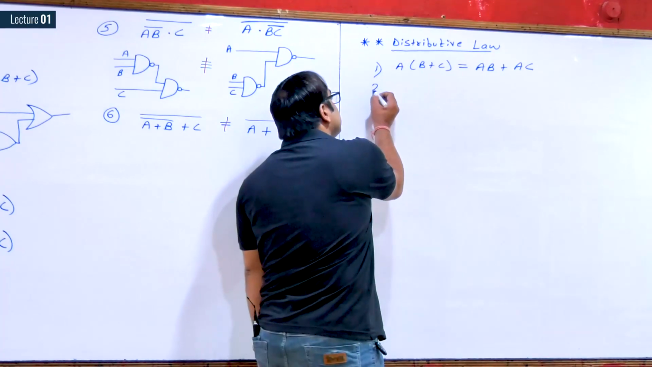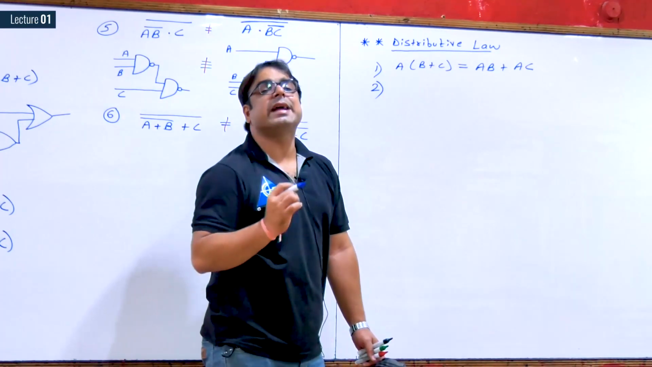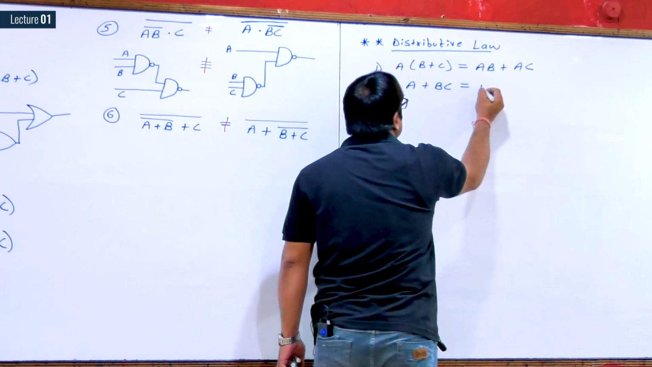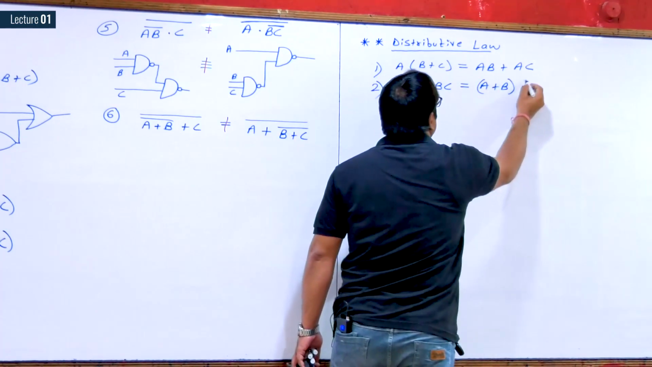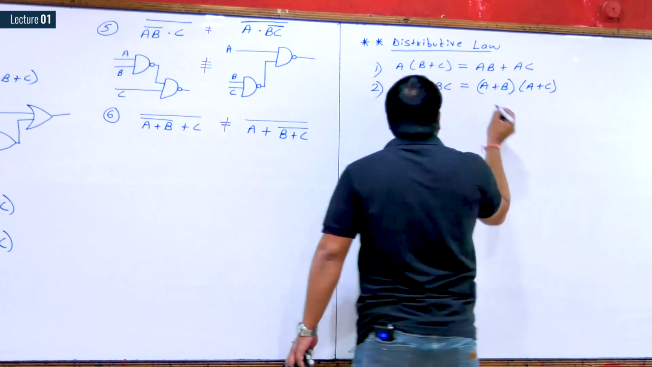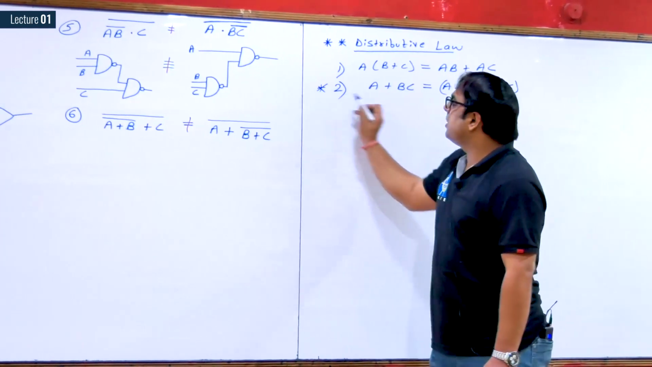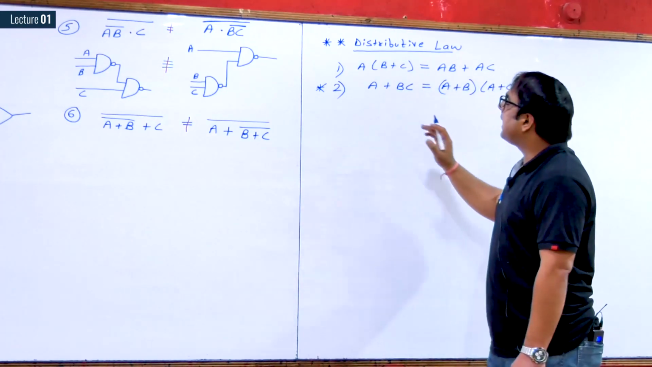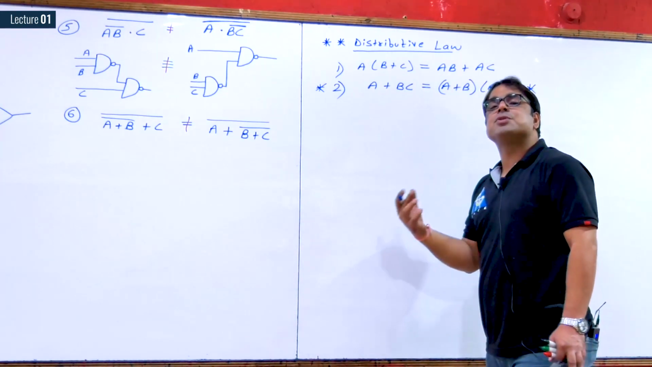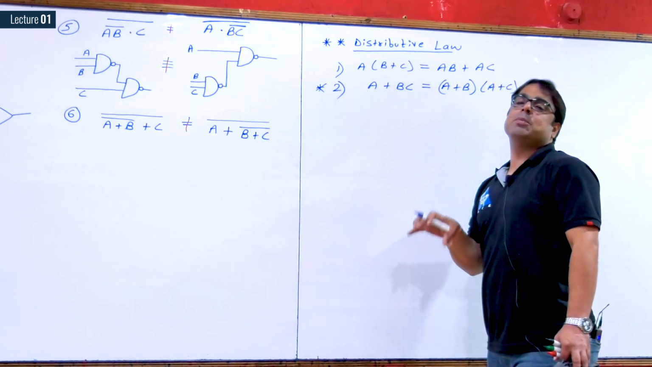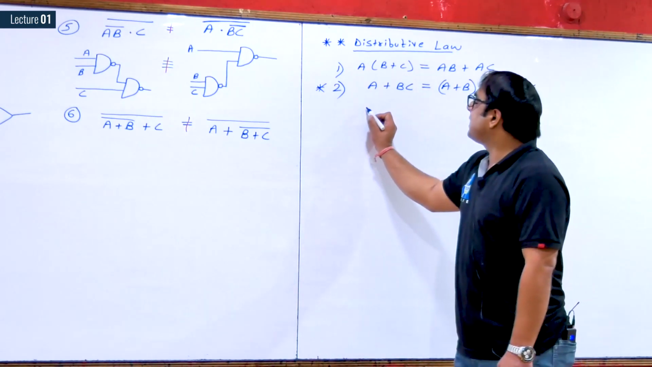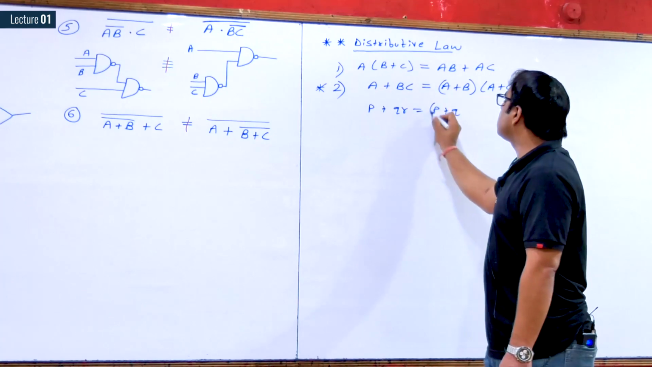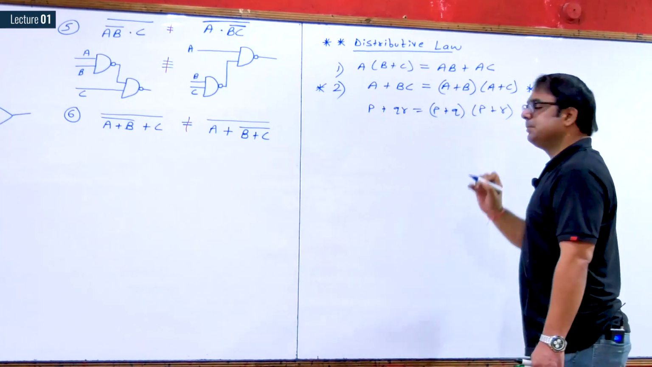But actually, the most important law is the second one. What is the second one? It says A plus BC is equal to (A plus B) dot (A plus C). This is the most important law of Boolean algebra. I will write this in some other forms also, so that you know its importance. For example, P plus QR is equal to (P plus Q) dot (P plus R).